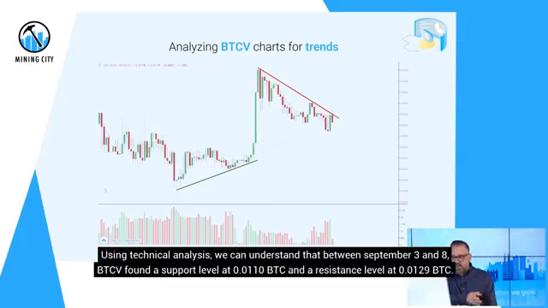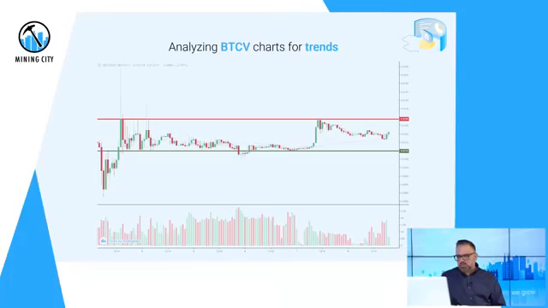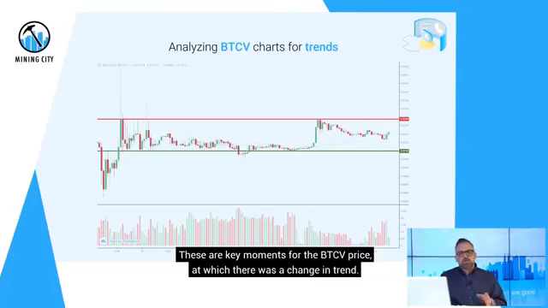Using technical analysis, we can understand that between the 3rd and 8th of September, Bitcoin Vault found a support level at 0.011 Bitcoins. This is this green line over here, and a resistance level at 0.0129 Bitcoins. This is the red line here. These are key moments for the Bitcoin Vault price, at which there was a change in trend.